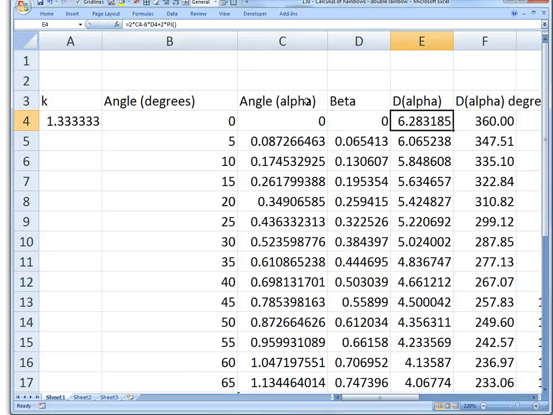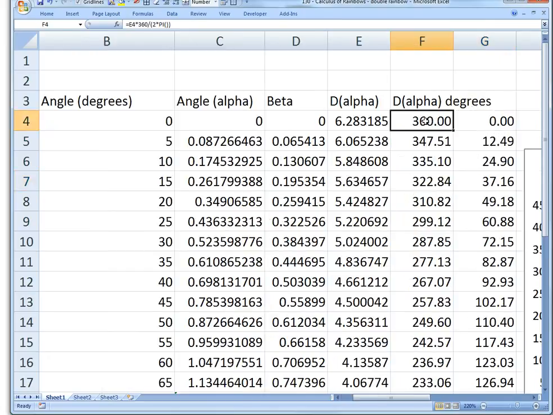Then I get the deviation angle here. This one is 2 times alpha minus 6 times beta plus 2 pi. I write that here, so it's over C4, minus 6 times D4 and whatnot, all the way across here. Then I get this in degrees by multiplying this by 360 divided by 2 pi. So we get it in degrees. This one here will just be the rainbow angle.